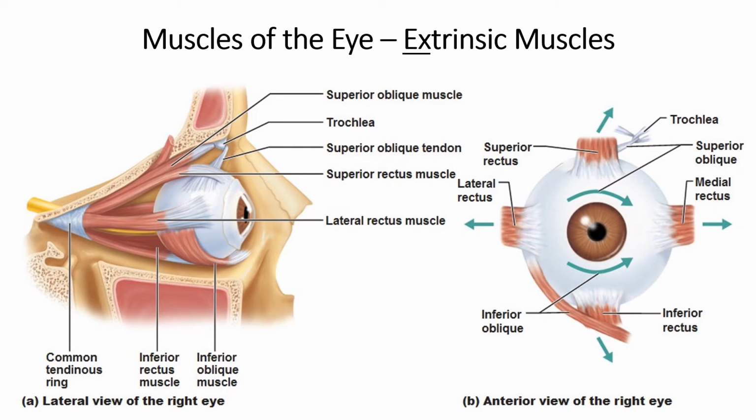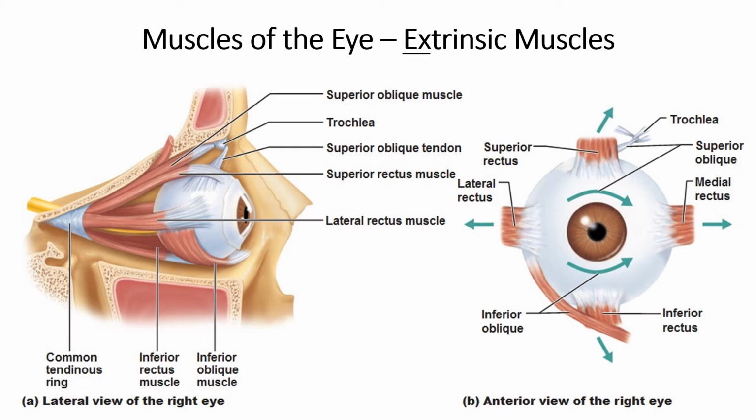Now we have a couple that are kind of strange. We have the superior oblique, and we also have the inferior oblique. So superior again means up, inferior means down. Oblique means just that it's coming across at a weird angle. It's coming across at an oblique angle across the eye.